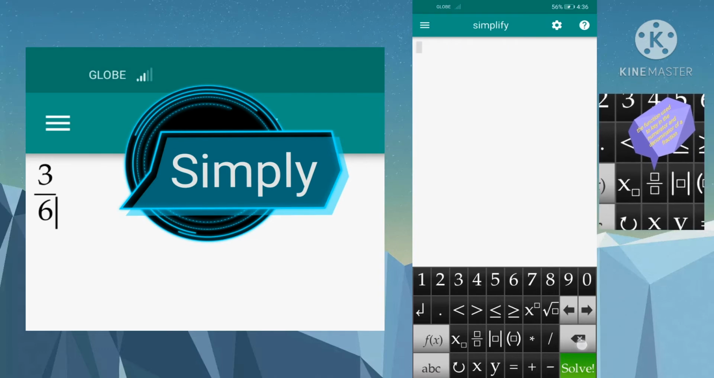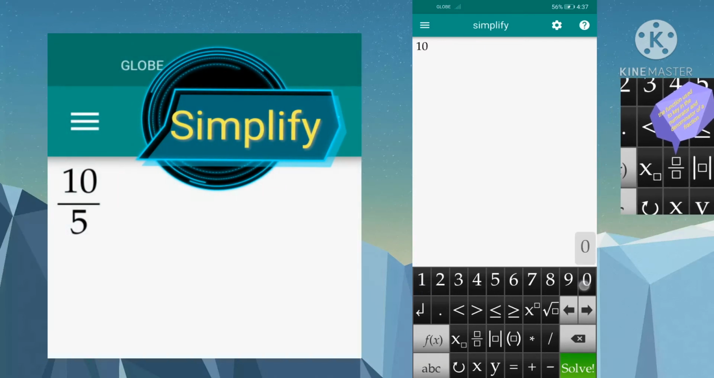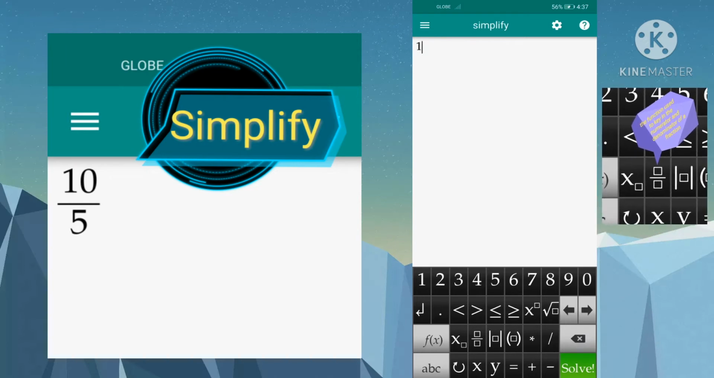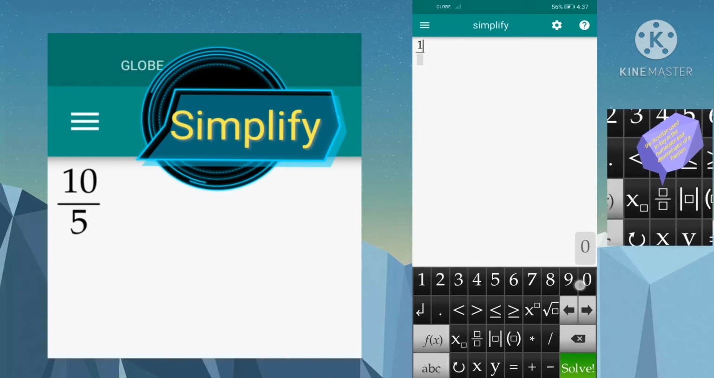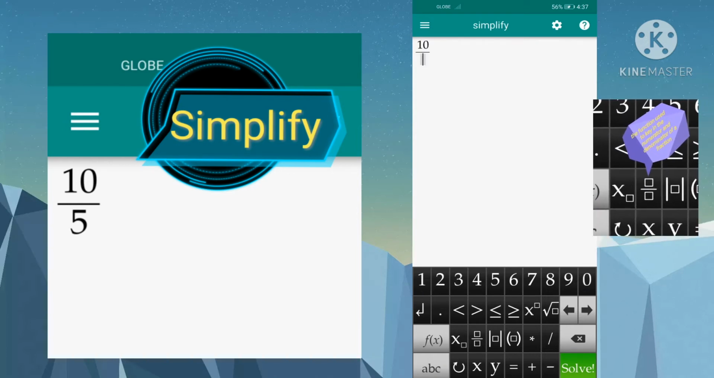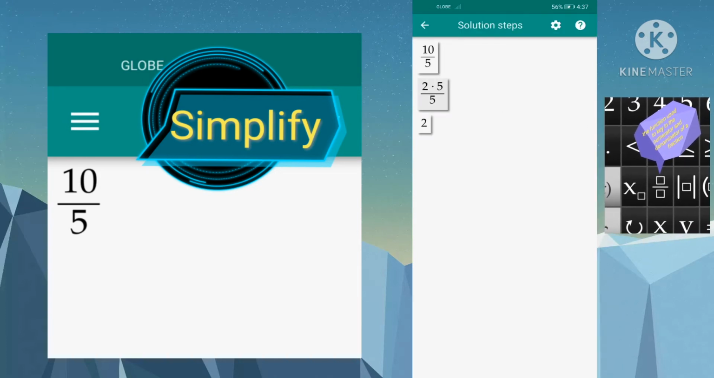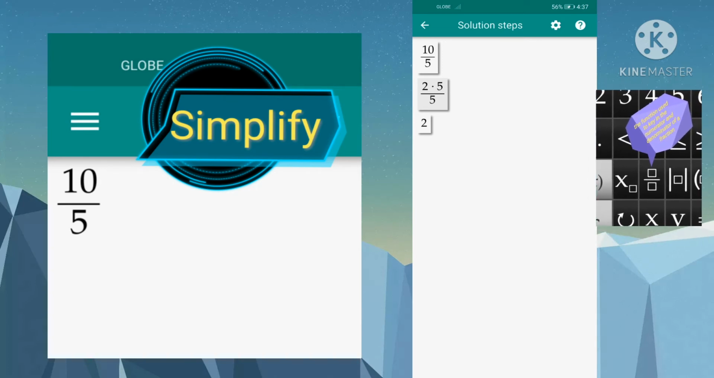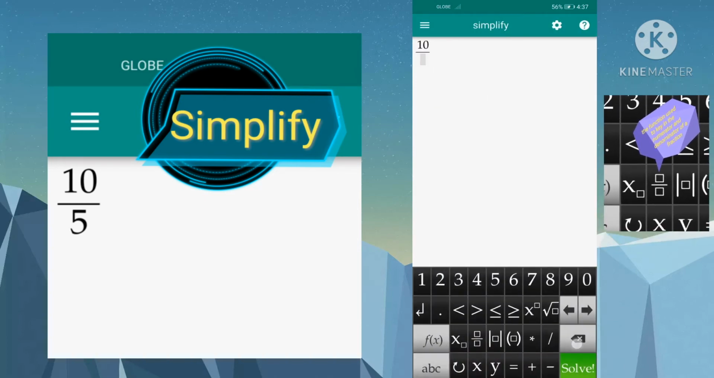Okay, another. Let us say you're given 10 over 5. So, pindutin yung 10. Then, pindutin yung fraction function. So, pindutin yung 10 for numerator. Then, pindutin yung pang-denominator na 5. So, we have now 10 over 5. So, we have solved. Okay, so 10 over 5, 2 times 5. So, that can be simplified as 2. So, napakadali.